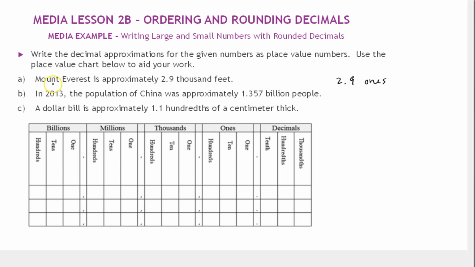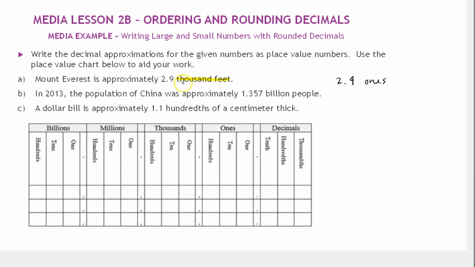starting with the first one, Mount Everest is approximately 2.9 thousand feet. Somebody didn't want to say exactly how high it is, and maybe it wouldn't be that useful for us to know that it's 2,932.5742 feet. So we use this approximation. But let's make sure that we know what this number represents as our typical place value numbers.